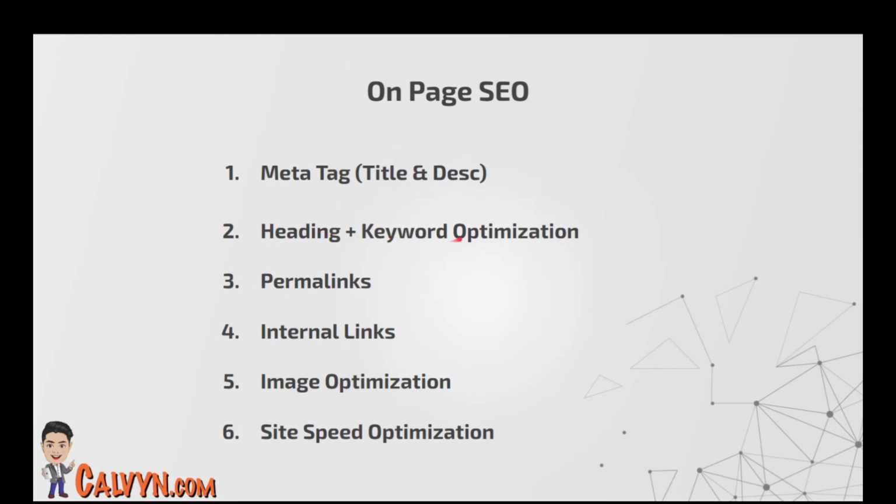Heading, we need to do the keyword optimization as well. Make sure that we have the right keywords inside our heading. And we also have this permalink. Permalink is the so-called link. Later I show you. We also need to do internal linking to link each other.